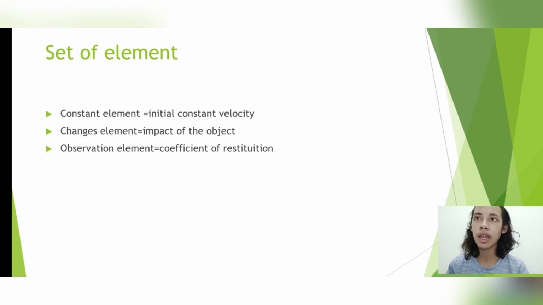About this set of elements, the constant element is the initial constant velocity, the changing element is the impact of the object, and the observation element is the coefficient of restitution.